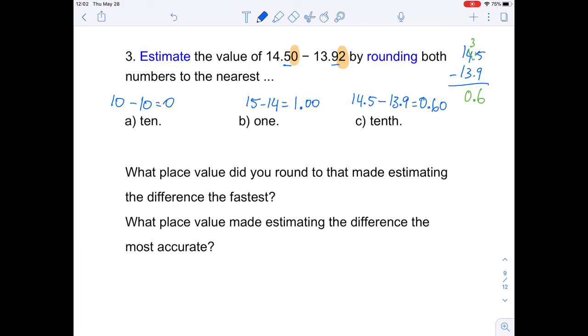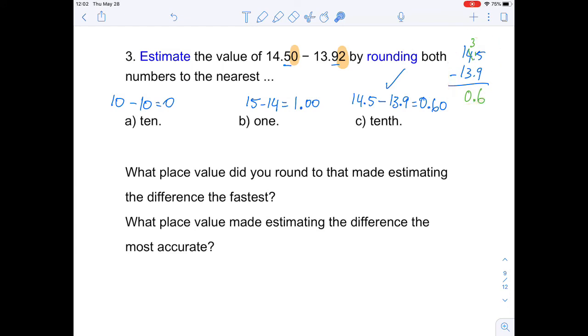Which do you think is the most accurate? If you said the tenths, you would be correct because we have the most detailed digits here. So that's the most accurate, but it's also the most complicated one to do. I had to do an extra little subtraction here on the side.